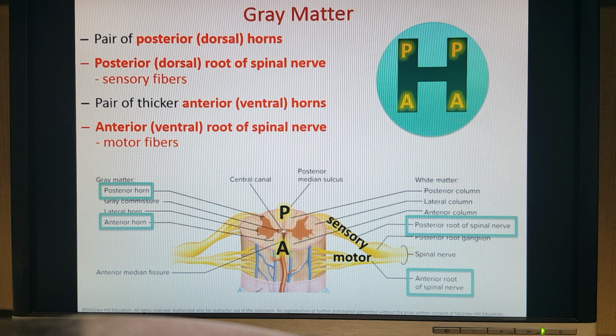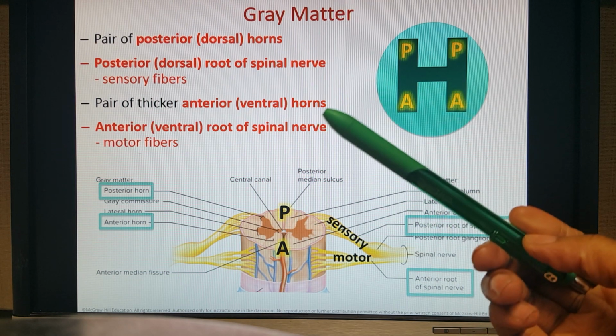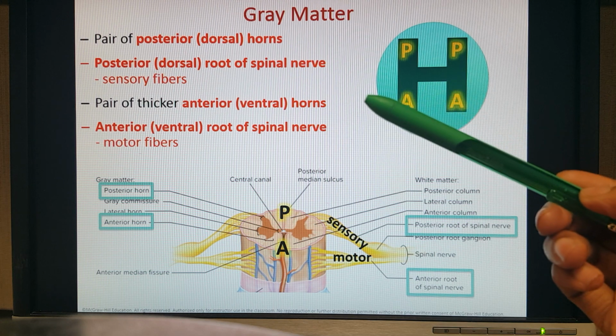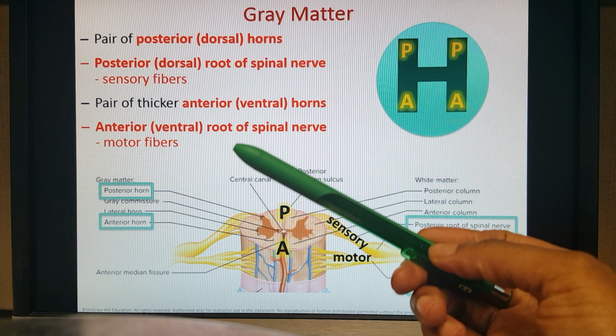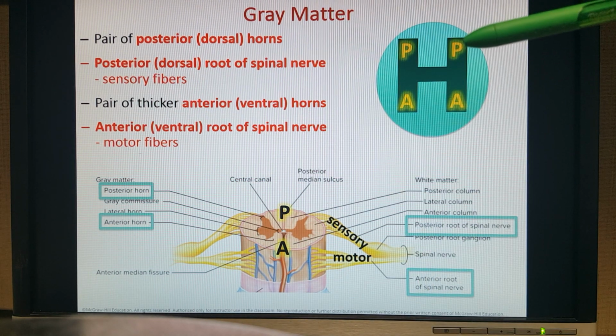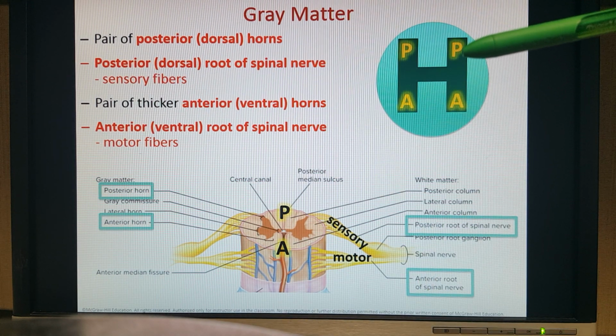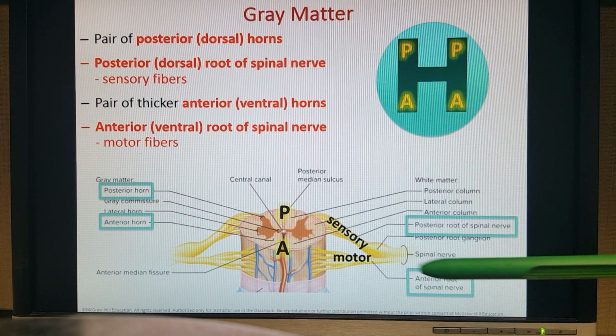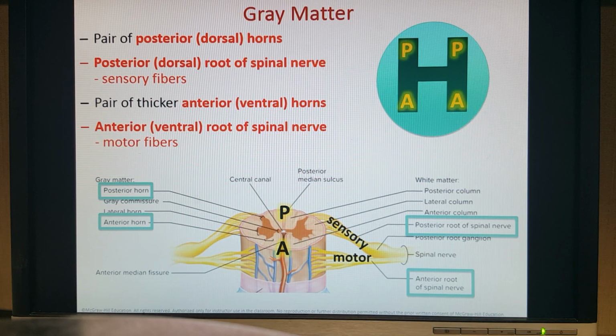For the organization of your gray matter, you have your posterior horns, also called your dorsal horns, and your anterior horns, which are also your ventral horns. The ones in the front are for your motor fibers exiting out your spinal cord. Your posterior horn is where information will enter into the spinal cord, so that's your sensory information. So the posterior or backside of your spinal cord is where the sensory information comes in.